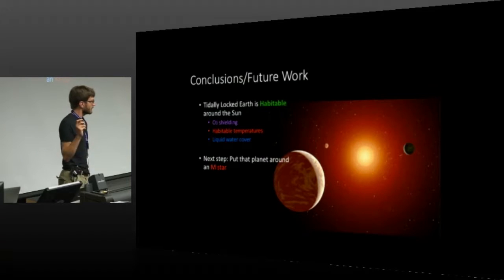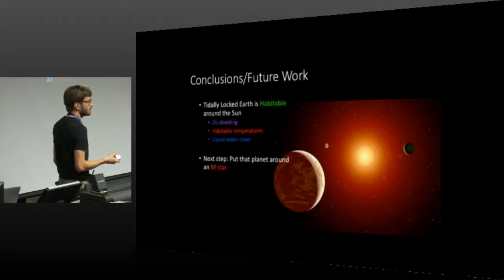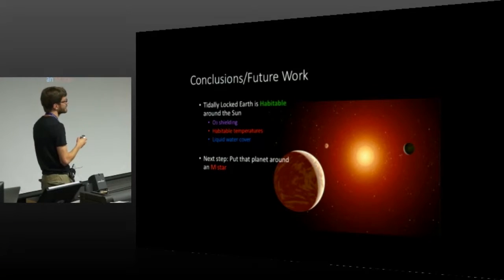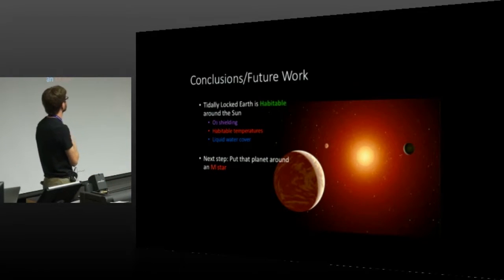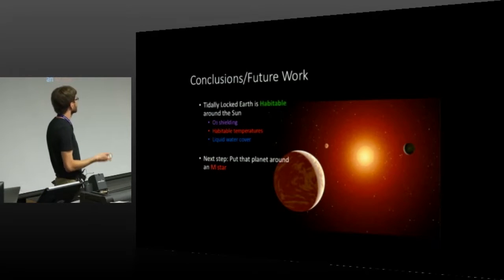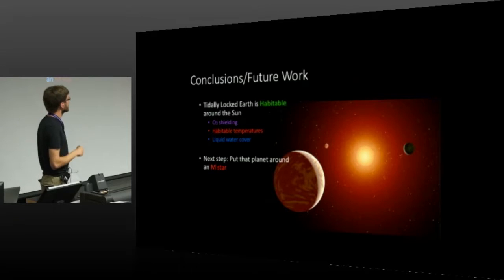All right, so from that very short presentation, what we've been able to conclude is that we have verified step one, that Earth that's tidally locked is not necessarily perfect, but it does remain habitable. This is because it does have that adequate UV shielding from the ozone concentration that I mentioned, habitable temperatures on its surface, and it does have liquid water. So I'm no biologist, but I will say that those are pretty good components for having life on the surface of the planet. The next step will be to put it around an M star and see where that takes us. So I did end early, so I can take a couple of questions. Thank you very much.